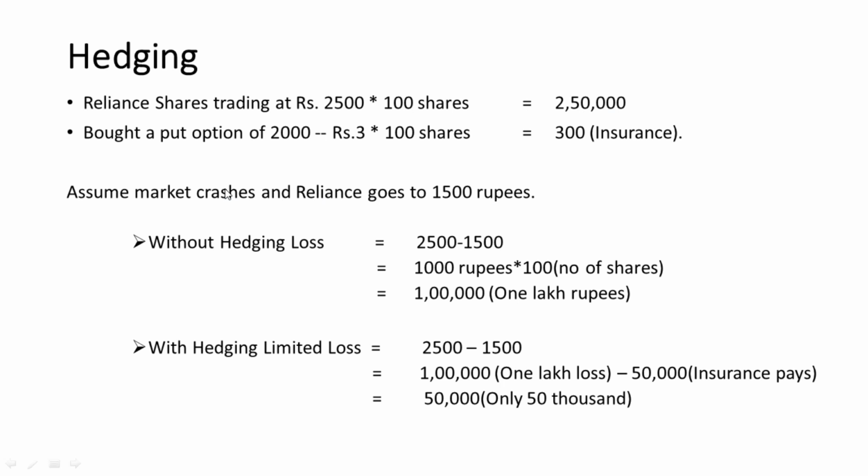Assuming the market is crashing tomorrow, and assuming the market is going down, there is a high chance that your stock will also go down. So in that case, what we are doing is kind of insuring our position. We are kind of insuring for 2.5 lakhs. So we are buying a put option here for 2,000 rupees, and we are paying a premium of 3 rupees.